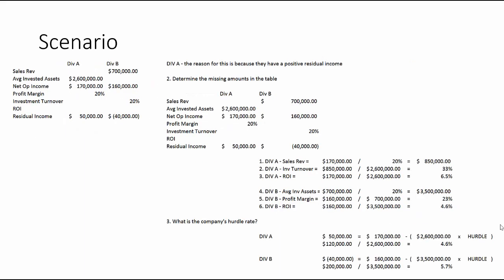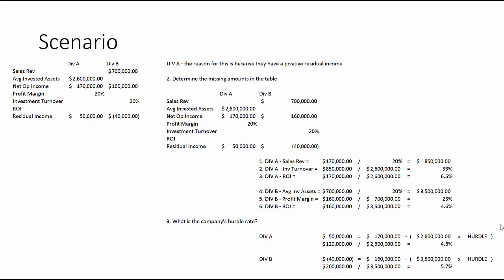So what is the company's hurdle rate? Well, to calculate that, we take the $50,000 residual income equals $170,000 net operating income minus the $2.6 million invested assets times the unknown hurdle rate. And if you do the algebraic equation and move things around, basically you're taking $170,000 minus $50,000, that gives you the 120, divide by the 2.6 million invested assets, you get a hurdle rate of 4.6%. That's for division A.